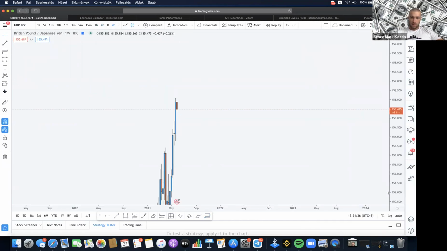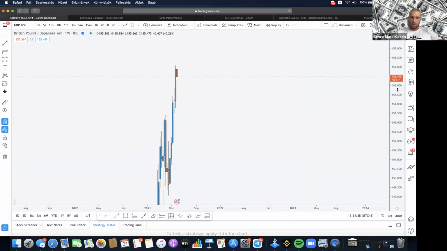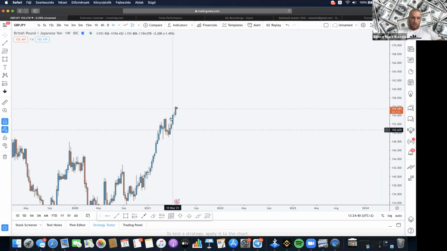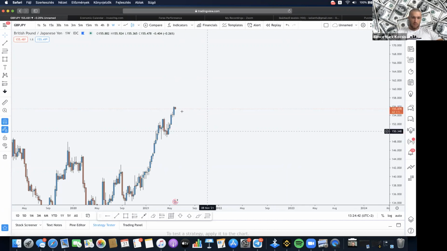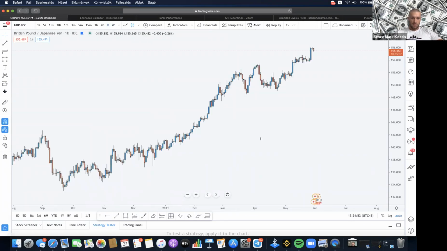GBP/JPY moved really crazy last week. You can see it's really bullish. It looks like it's starting to make a pullback, but we know this is the last weekly candle. It's still possible to close blue. So basically we can do too many things on the weekly. I'm going straight away to the daily.